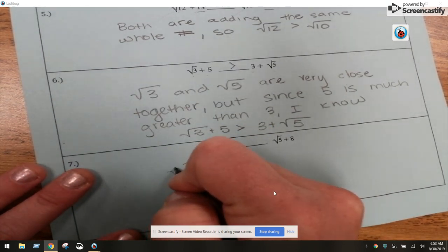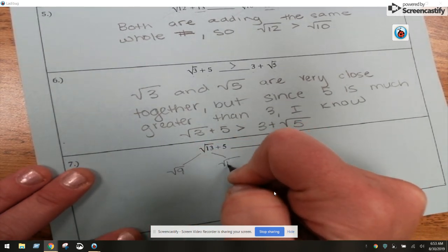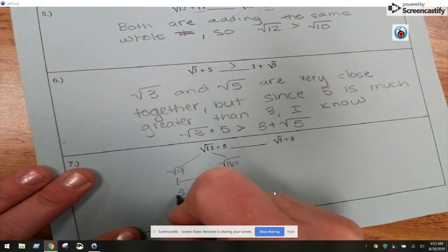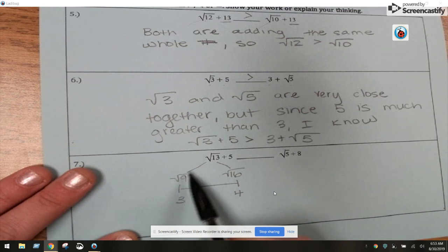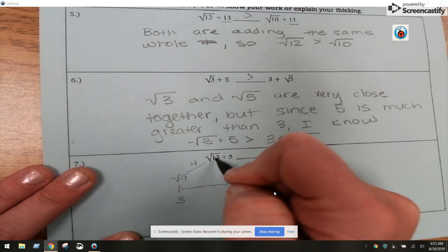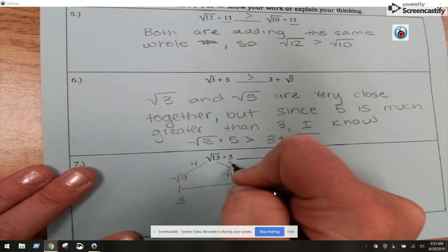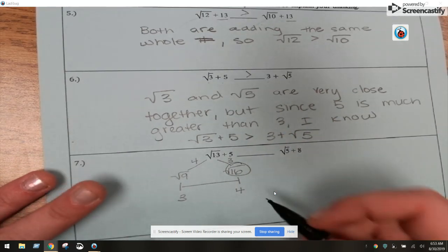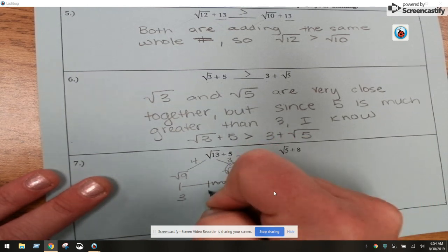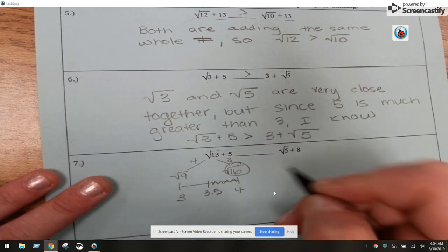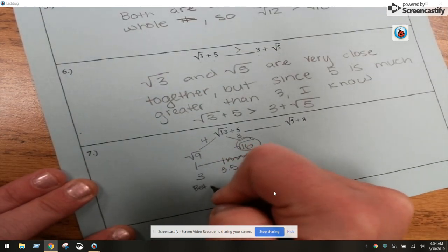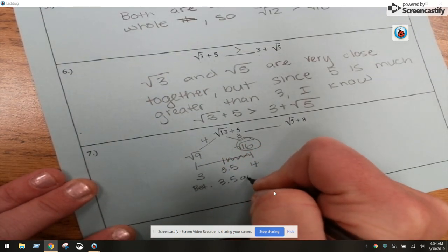I know that this is between the square root of 9 and the square root of 16, which tells me it's between 3 and 4. If I look, it's going to be closer. Let's see, it's 4 away to 9, 4 away to 13, and 13 to 16 is 3. So it's just a little bit closer to the radical 16, which is closer to 4. So I know that this is between 3.5 and 4.